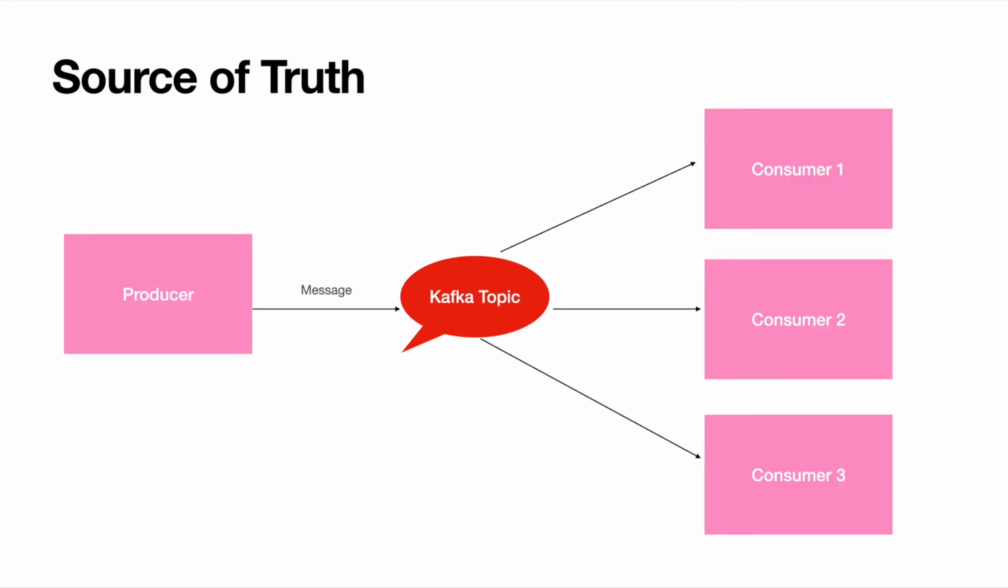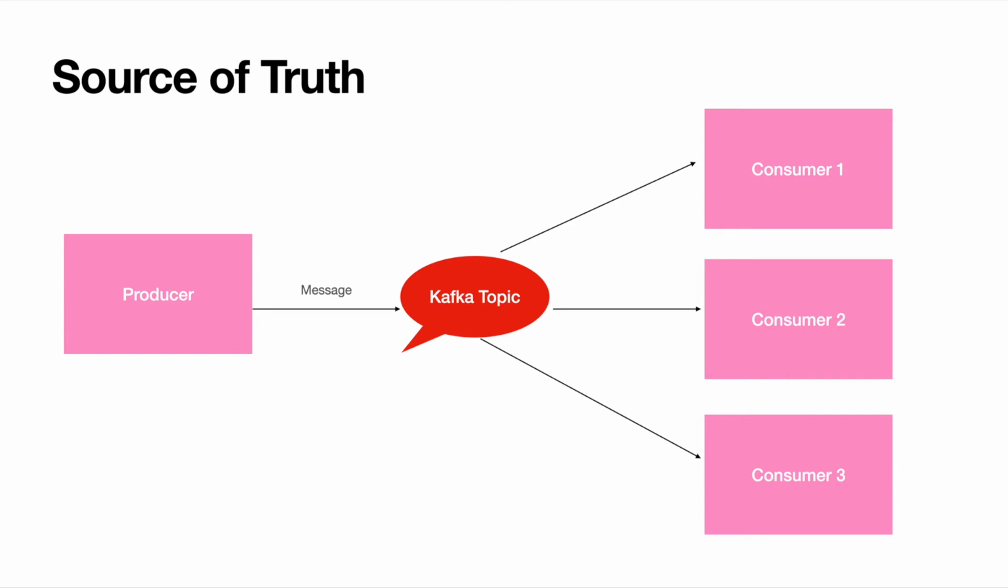So as you saw in the last two examples, you have the producer writing a message to the topic, and then you have all the consumers reading from the topic. So your topic is the source of truth. All the data related to a certain thing is going to be in that topic, so you can rely on that topic to be the one source of truth.